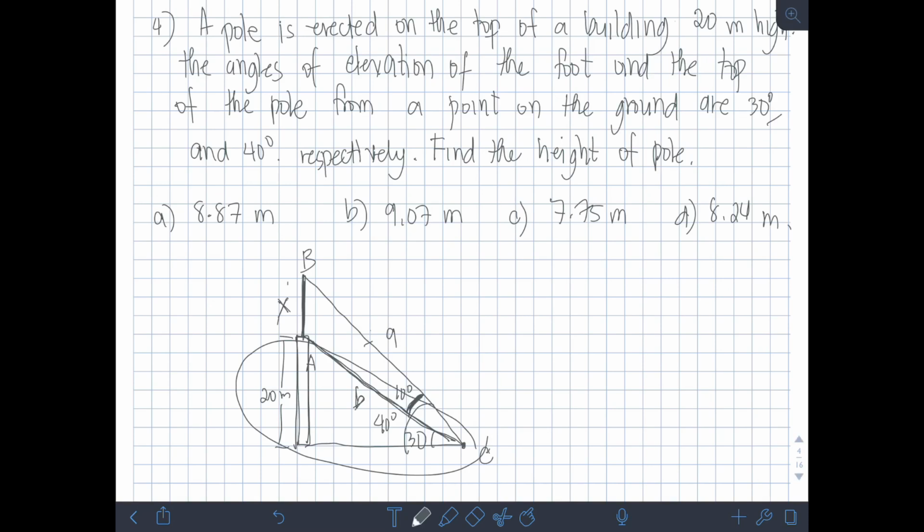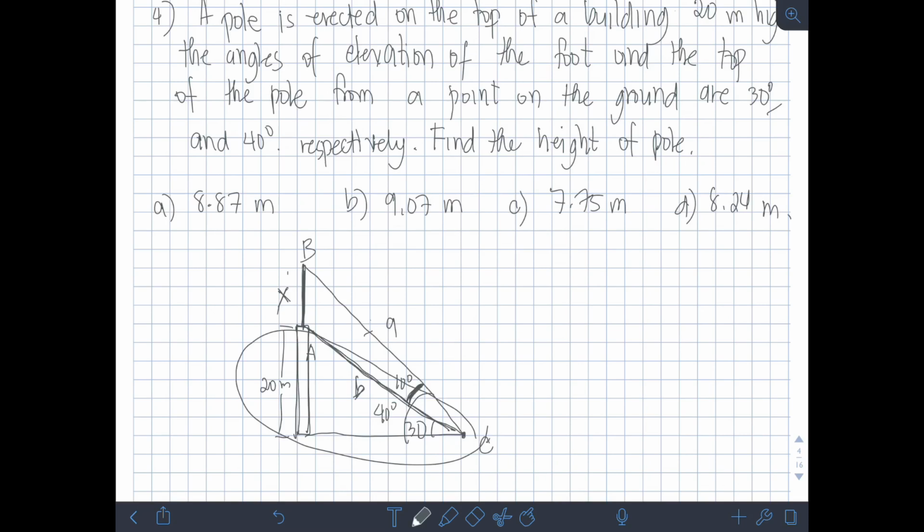So, solve natin itong b. So, hypotenuse siya, diba? So, right triangle lang, we can have the given angle 30 and the opposite it. So, we can use sine. So, sine 30 degree is equal to 20 over yung hypotenuse na b. So, therefore, b is equal to 20 over sine 30. So, we have 20 over sine 30 is equal to 40. So, meron na tayong b, which is 40.